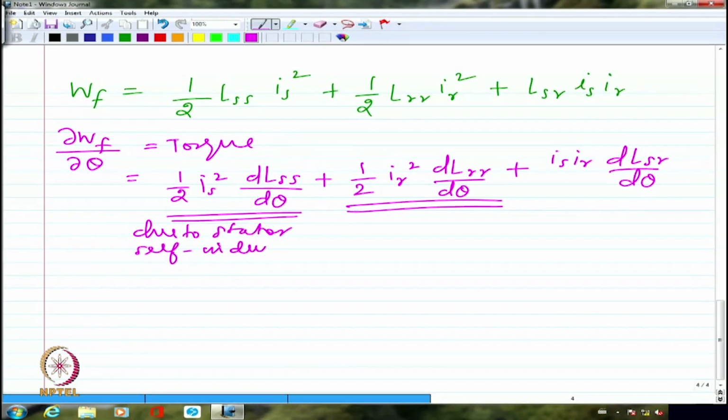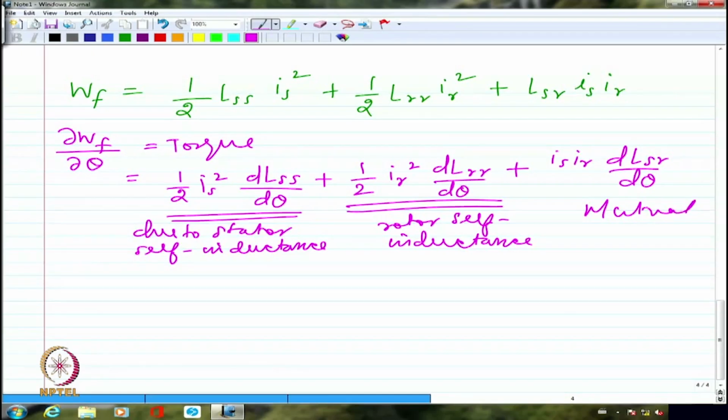And this is due to rotor self-inductance variation. And this is due to mutual. Right? How can you assume LSR to be a constant? So LSR definitely is not a constant. It's very clear from this that dLSR by d theta is the one which is really contributing towards the torque because of the interaction between the stator and rotor currents.